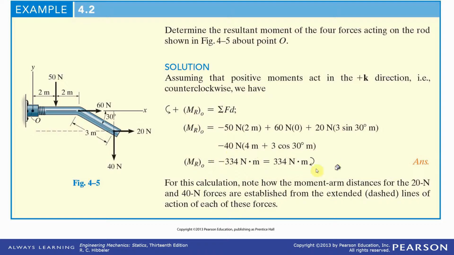And when you do all the calculations, you get 334 newton meters tending clockwise. Negatives for tending clockwise. Positives for tending counterclockwise. Okay, let's look at the Excel spreadsheet.